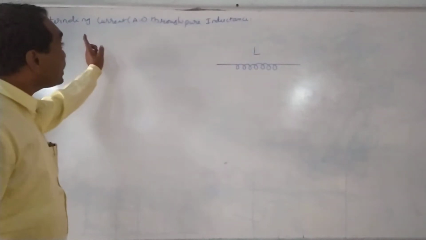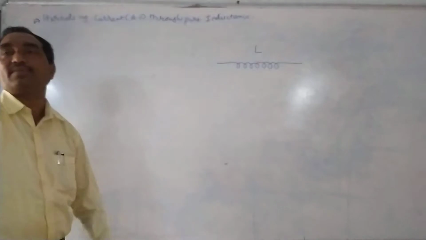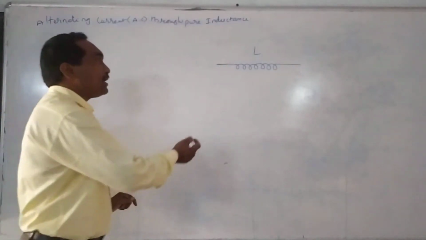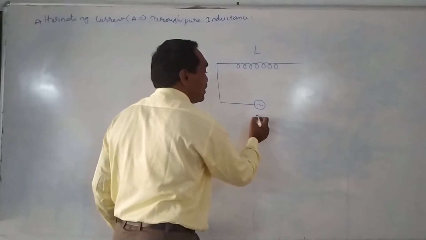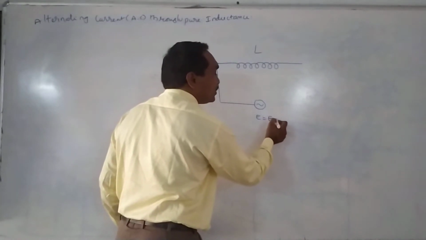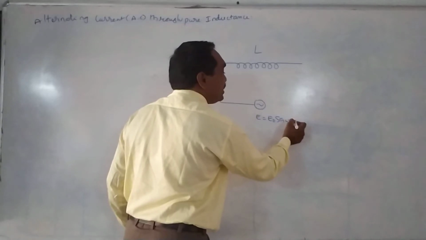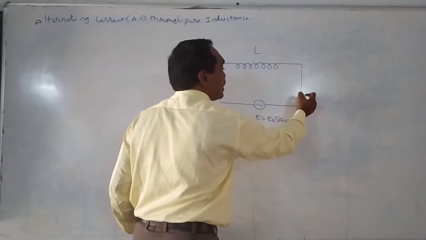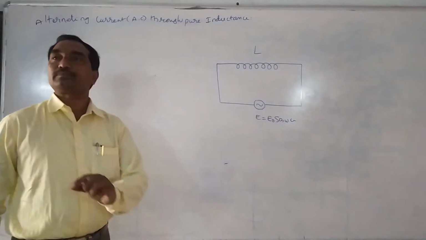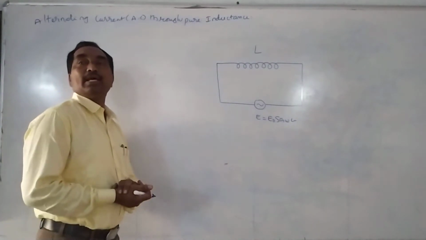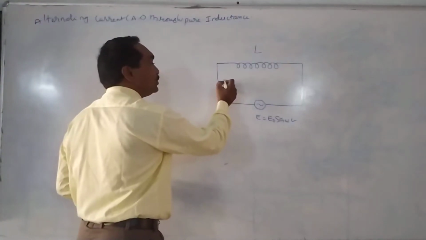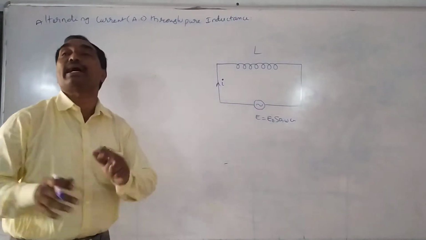Now there is alternating current passing through the self-inductance, so an alternating current source is required, which may be taken as E is equal to E naught sin omega t, the alternating voltage or alternating EMF. Due to this alternating EMF, some current is passing through the circuit at a time t, which is taken as I.